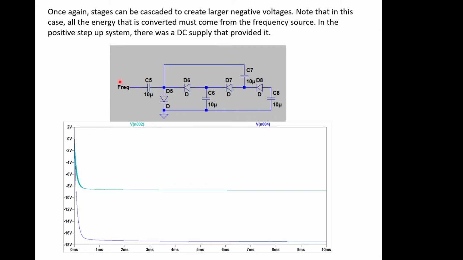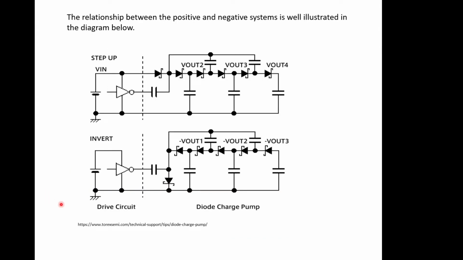But if you design a frequency source that has a low output impedance, so it can drive currents quickly, so it can charge these capacitors easily and fast, then it all works. And you can see you can keep cascading these stages, and here we're getting close to minus 20 volts on this. So they're quite simple. It's just a few diodes and a few capacitances and a signal source. So I think that's quite an elegant system, really.